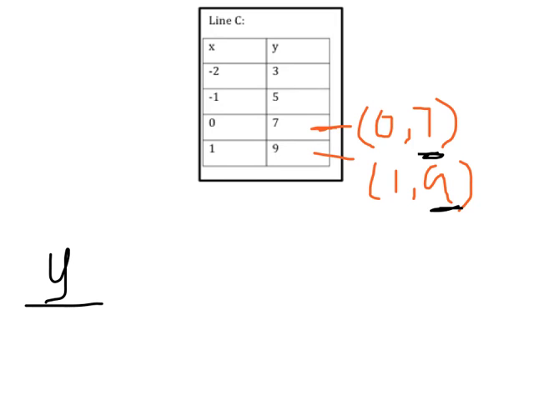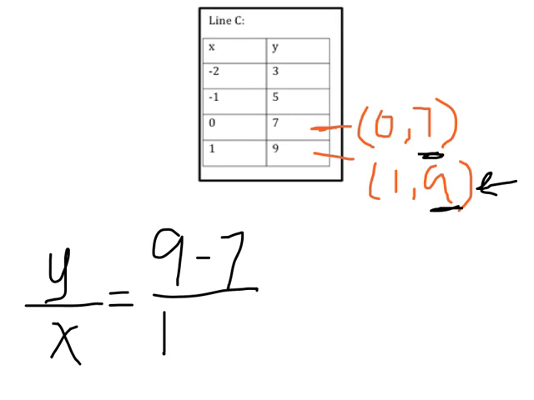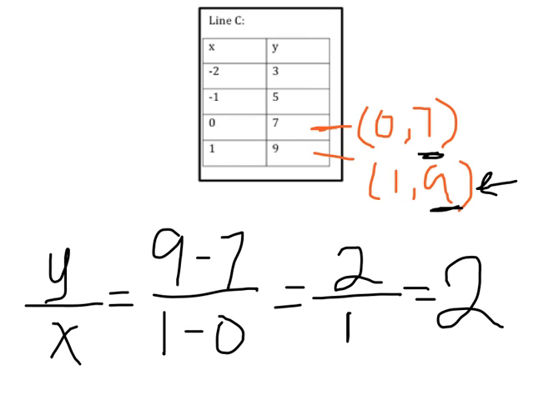Remember, we subtract our y values over x values, so we'll do 9 minus 7. I started from this point, so I need to start with that point on the bottom as well. 1 minus 0. 9 minus 7 is 2. 1 minus 0 is 1. 2 divided by 1 is 2. So my slope for line C equals 2.